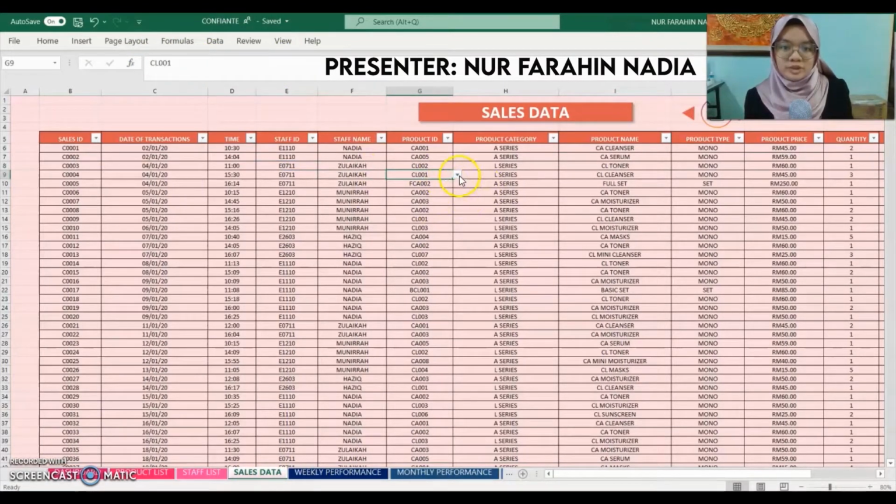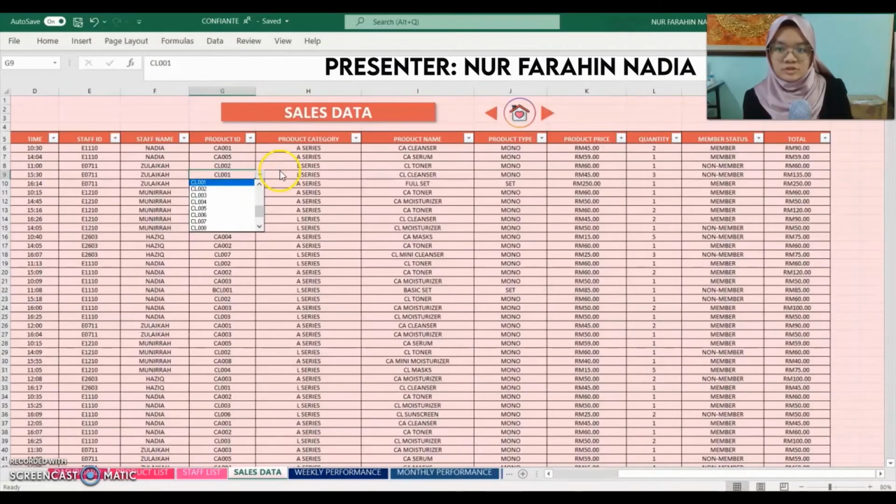Also, it will automatically provide us the details of the category, name, type, and price if we change the product ID. For example, if I change the product ID to SAT, so it will automatically change the product category, product name, product type, and product price, as the product ID and the staff ID is the primary key here. So we already linked it from the table that we already made on the product list sheet and staff list sheets.